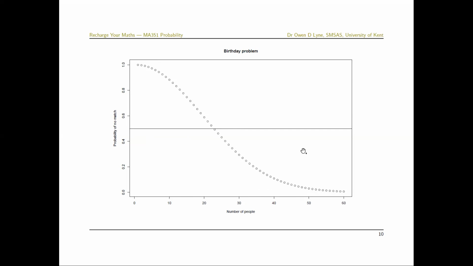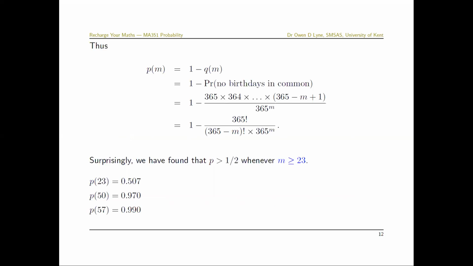Let's draw another line on the graph. This is a vertical line at m equals 23. So we can see at 23, we have the first value, which is below the horizontal line. The first time this probability Q is less than 0.5 is when there are 23 people in the room. So the answer to the problem, how many people do I need in the room for a 50-50 chance that two of them share a birthday, is only 23 people.